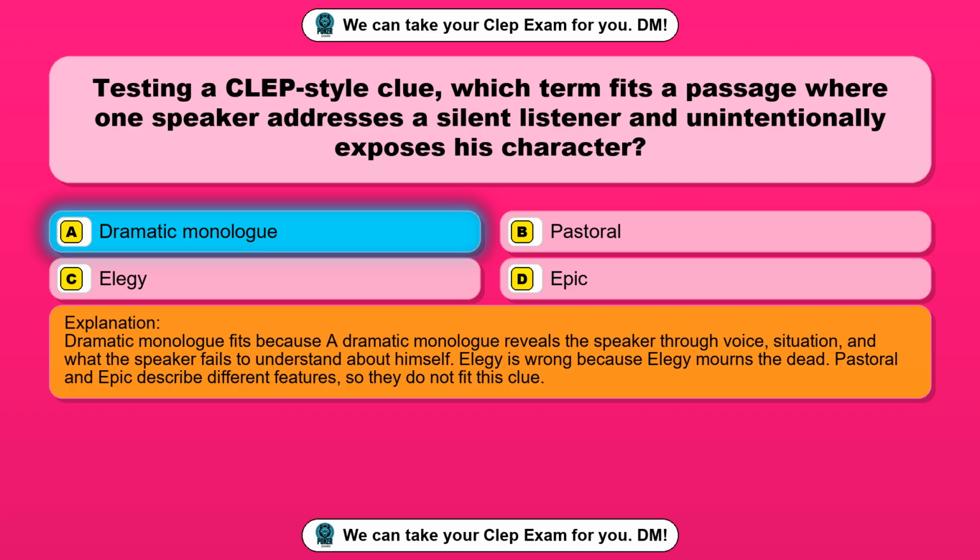Dramatic monologue fits because a dramatic monologue reveals the speaker through voice, situation, and what the speaker fails to understand about himself. Elegy is wrong because elegy mourns the dead. Pastoral and epic describe different features, so they do not fit this clue.